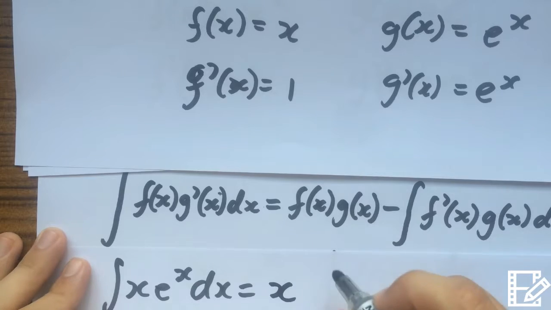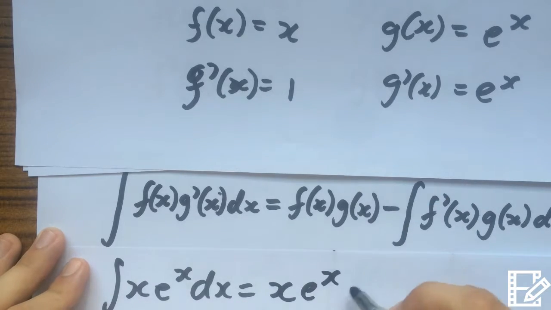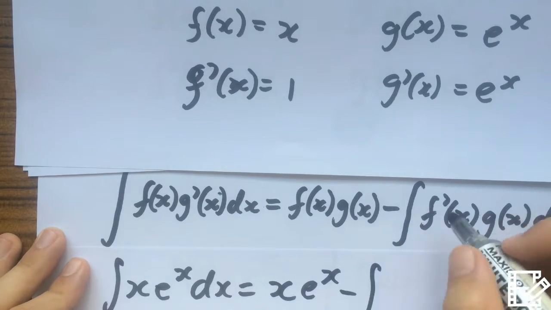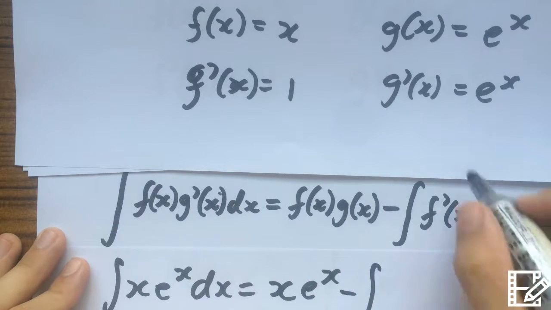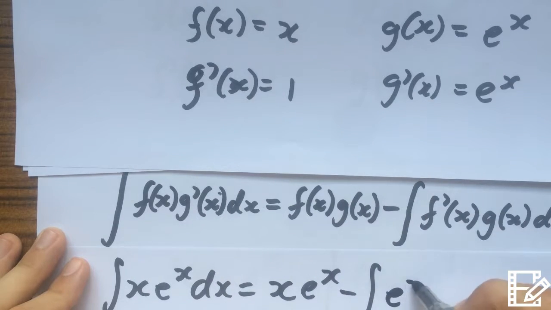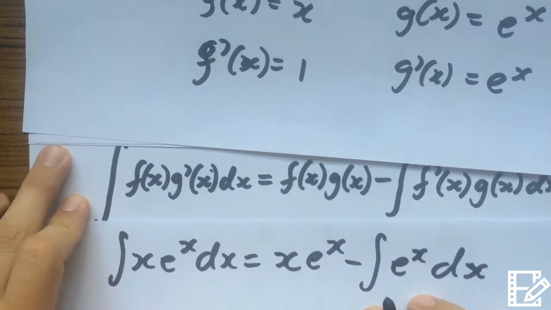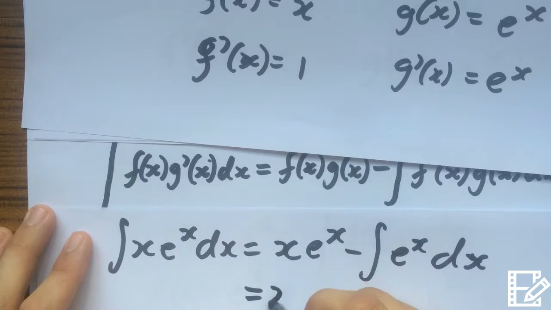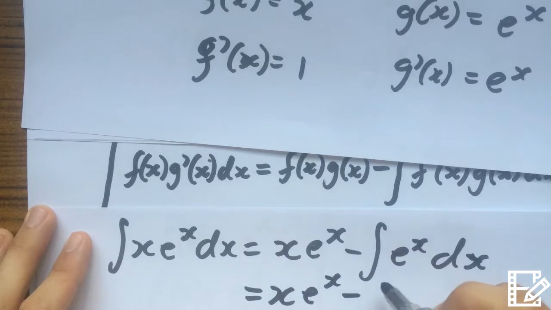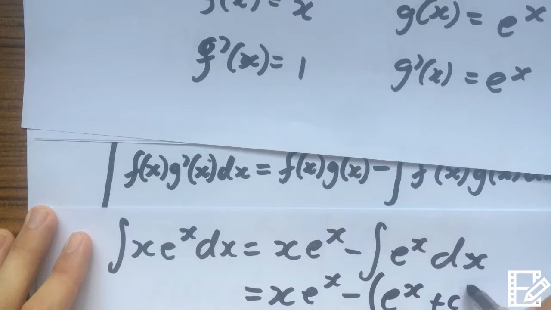Okay, so f(x) is x, g(x) is e to the x, minus the integral of f'(x), 1 multiplied by g(x), e to the x, 1 times e to the x is e to the x dx. I'm going a bit faster because we just did this, but we still got to do it. So we end up with x e to the x, subtract the integral, which is e to the x plus c. We end up with x e to the x minus e to the x minus c.